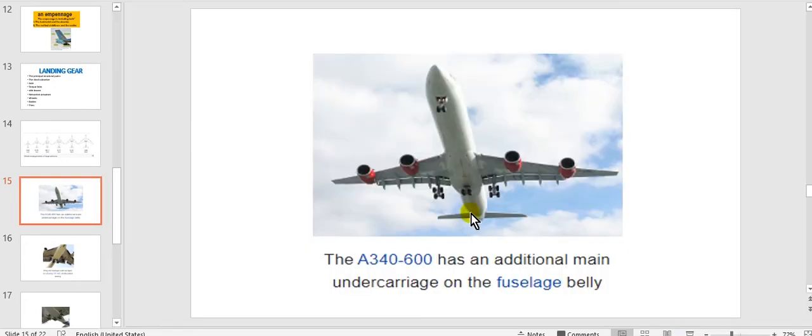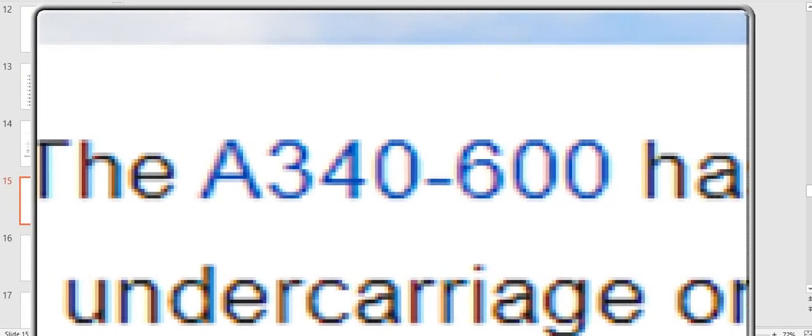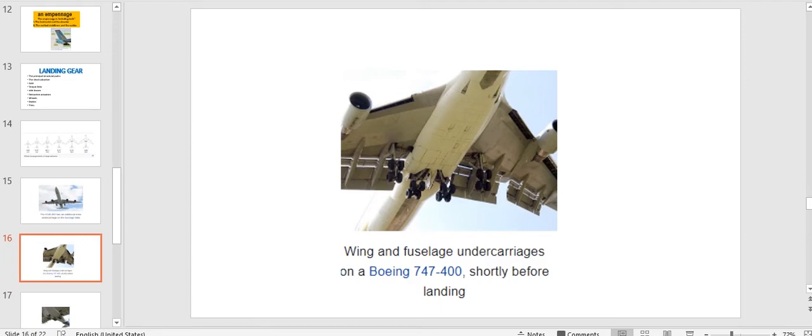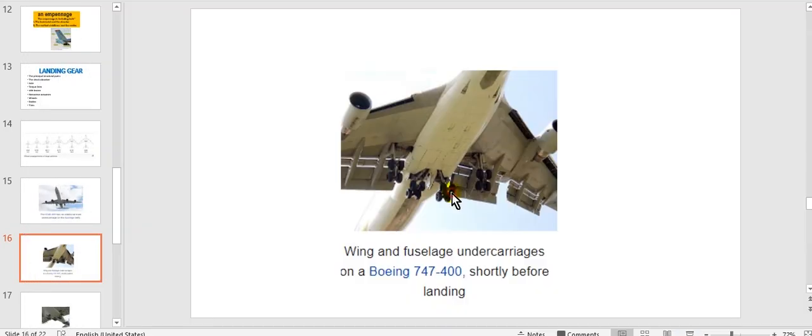I can zoom here. Look here, at the nose, two wheels. Here, at the wings, there are four. The other wing, four. In the body there is also landing gear. This is for which aircraft? For the Airbus 340. The other figure, I zoom here. This is the nose, two wheels, here the wing landing gear, here the other wing landing gear, and here the body landing gear. Okay, another figure.